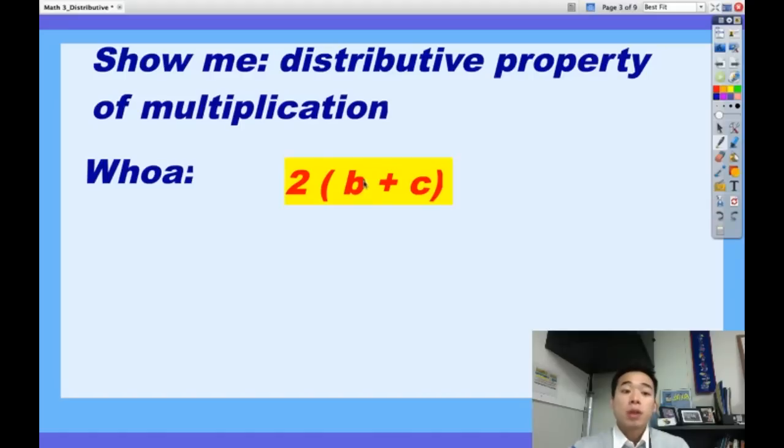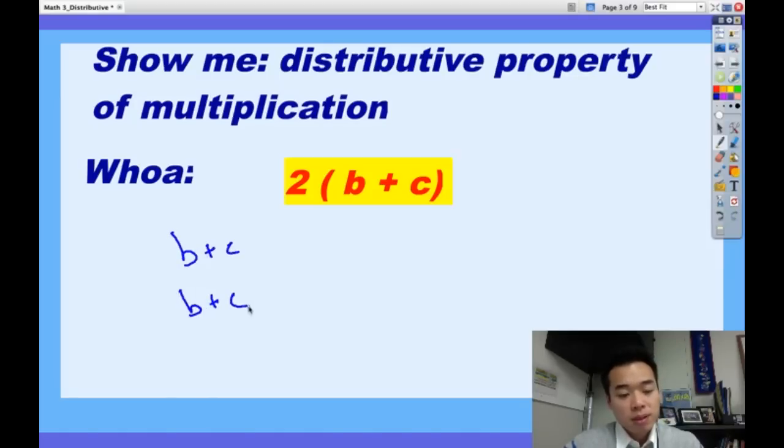Okay. So this is what I really want you to write down in your composition book under summary. 2 groups of b plus c. So if I write this out longhand, I have 1 group, b plus c, 2 groups of b plus c. This week and last week we focused on combining like terms. So b plus b is 2b, c plus c is positive 2c. And that's how you simplify that.